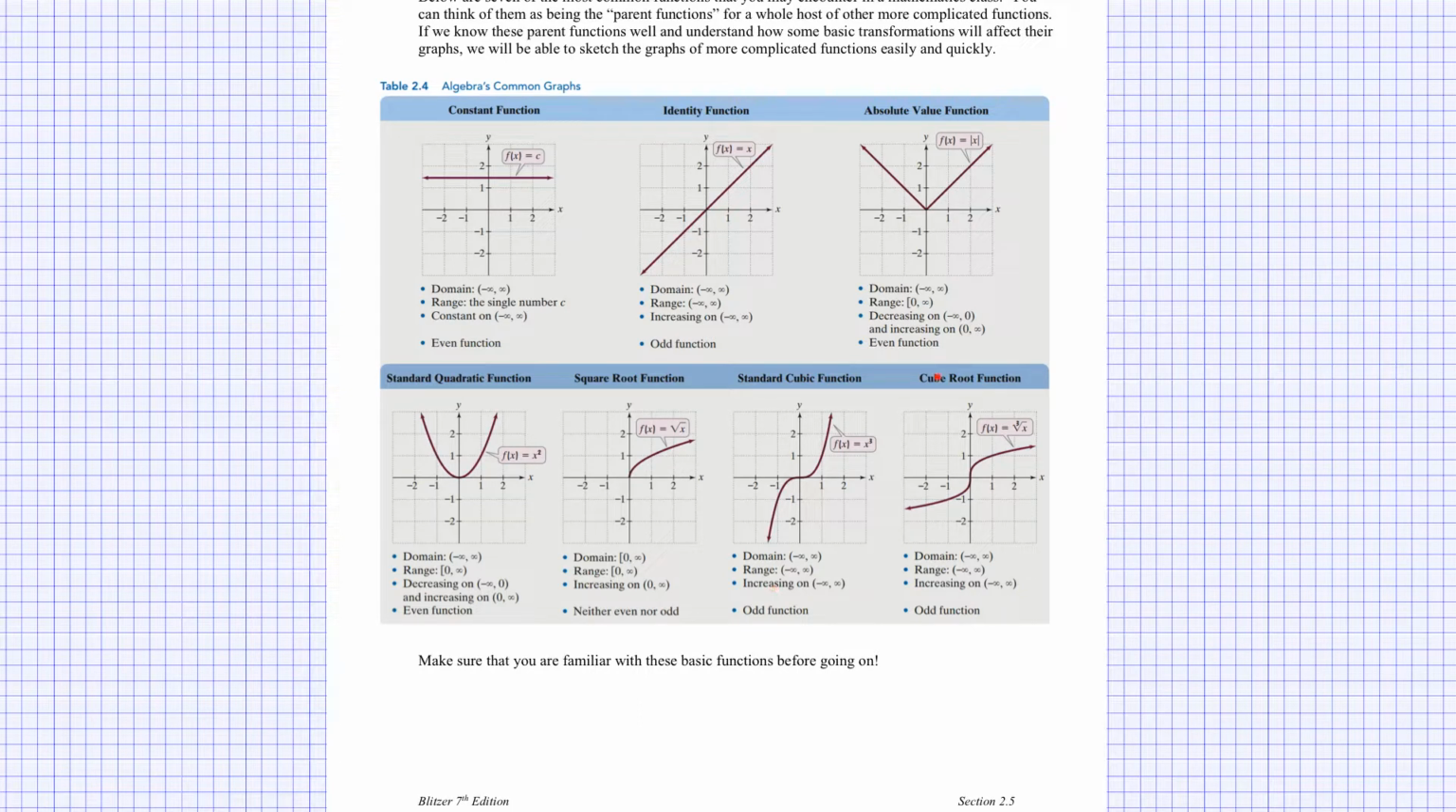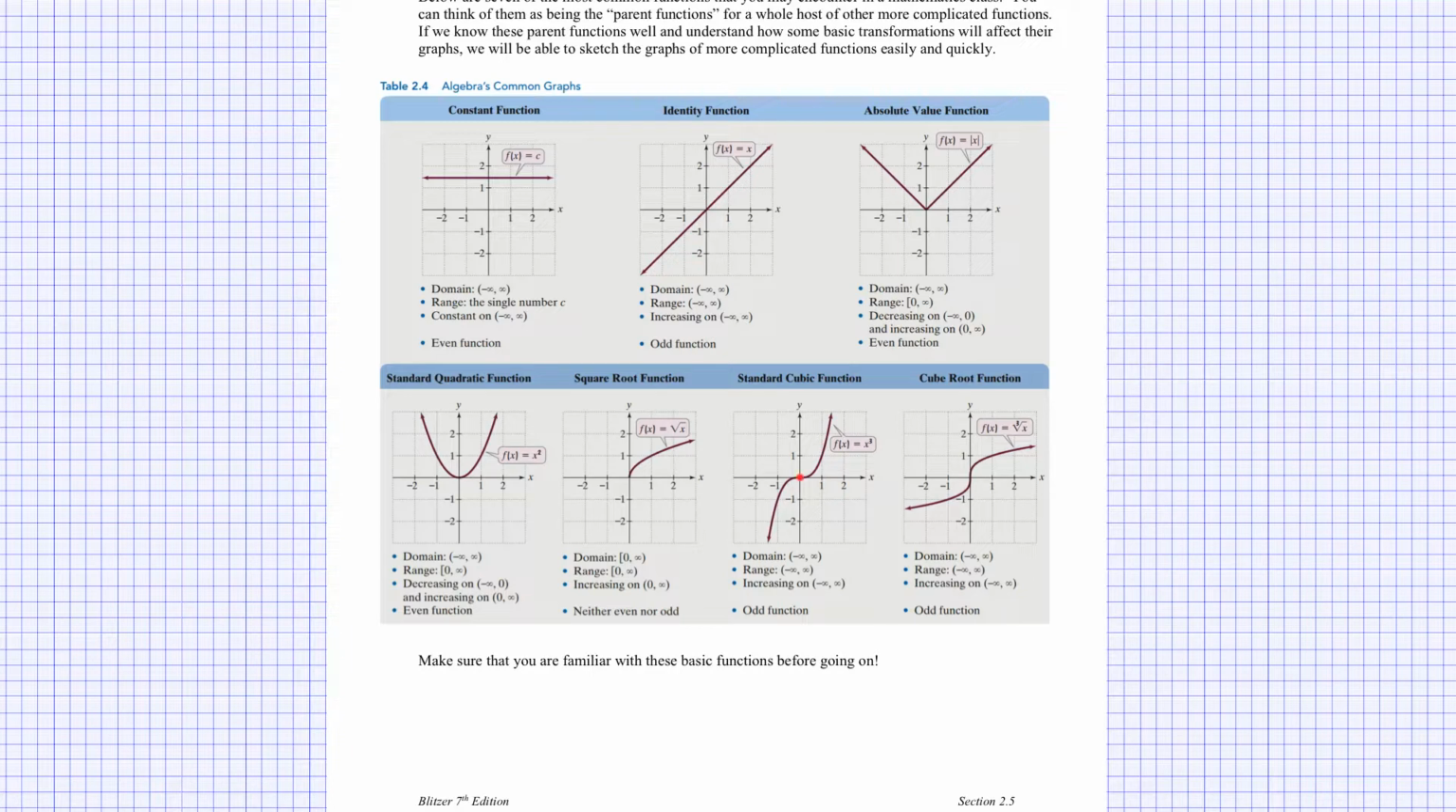The last two we're going to think about are the standard cubic and the cube root function. And the standard cubic function is f of x equals x cubed, or y equals x cubed. The domain is going to be all real numbers. The range is also all real numbers. And I can see the basic shape that this will make if I think about whatever the value of the independent variable or x is, I'm going to cube it.